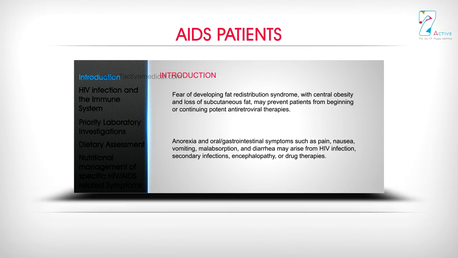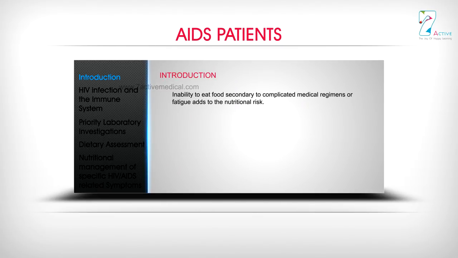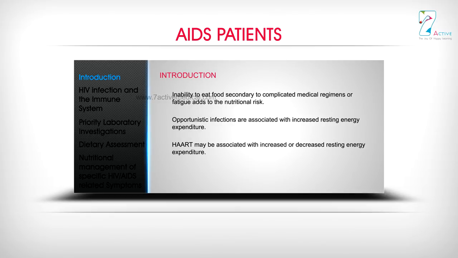Anorexia and oral or gastrointestinal symptoms such as pain, nausea, vomiting, malabsorption, and diarrhea may arise from HIV infection, secondary infections, encephalopathy, or drug therapies. Inability to eat food secondary to complicated medical regimens or fatigue adds to the nutritional risk. Opportunistic infections are associated with increased resting energy expenditure. HAART may be associated with increased or decreased resting energy expenditure. The malnutrition that results can itself contribute to an increased immunocompromised state.